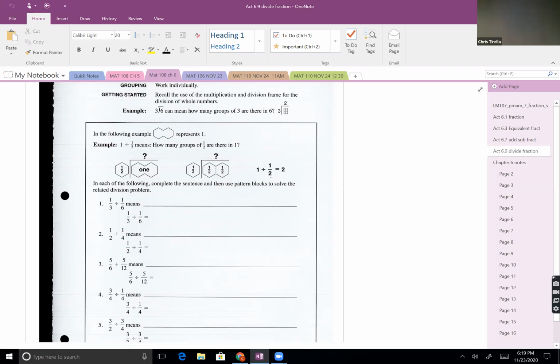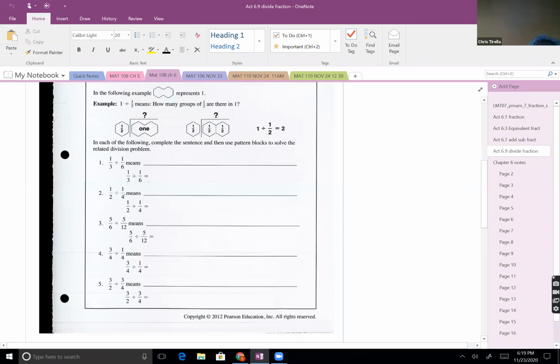And so if I were to, let's look at number 2, if I wanted to take a half divided by a 4th, well, that would mean a half was the hexagon.